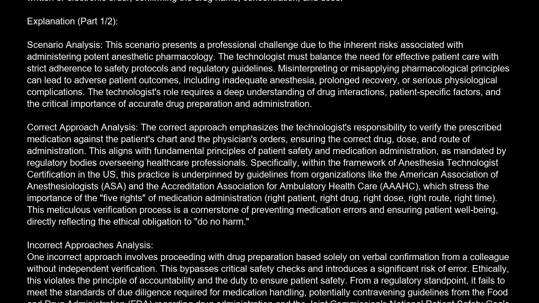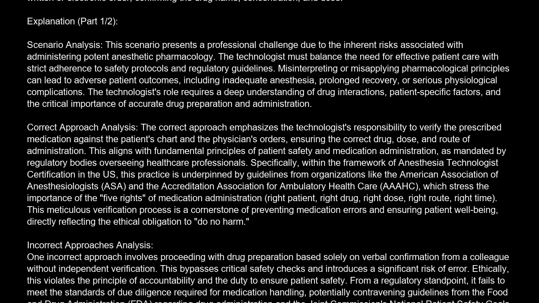Specifically, within the framework of anesthesia technologist certification in the U.S., this practice is underpinned by guidelines from organizations like the American Society of Anesthesiologists, ASA, and the Accreditation Association for Ambulatory Healthcare, AAAHC, which stress the importance of the 5 rights of medication administration: right patient, right drug, right dose, right route, right time. This meticulous verification process is a cornerstone of preventing medication errors and ensuring patient well-being, directly reflecting the ethical obligation to do no harm.